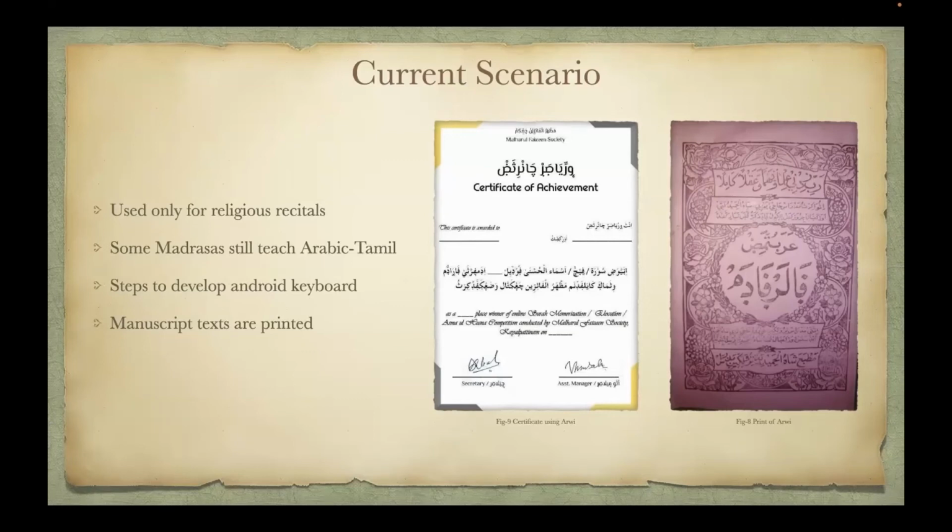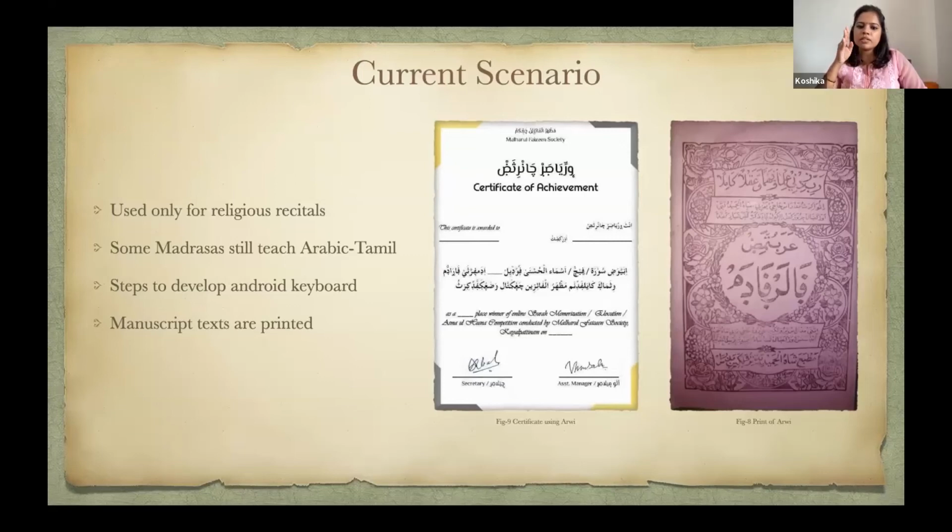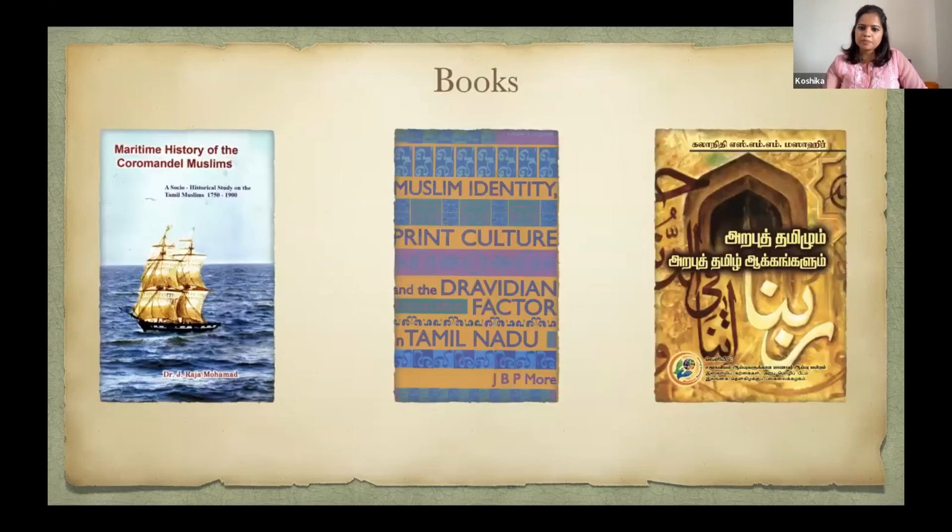This is a certificate of achievement. If you see, there is English and Arabic script. This Arabic is typed using the Unicode that we saw. So this is a recent certificate that was printed using the Arabic script.